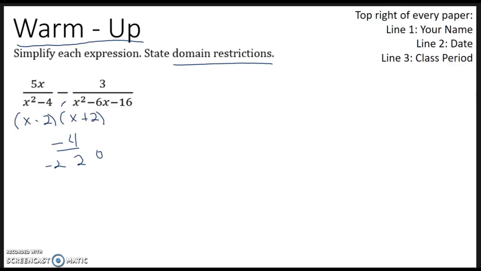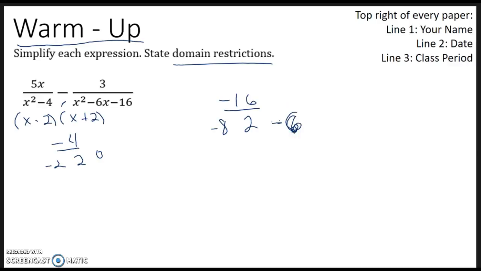On the right side, I've got x squared minus 6x minus 16. Is there a GCF? No, there's not. So box and pants. I need numbers that multiply to make negative 16 and add to make negative 6. I've got 8 and 2, and the 8 is going to need to be negative to give me a negative 6.